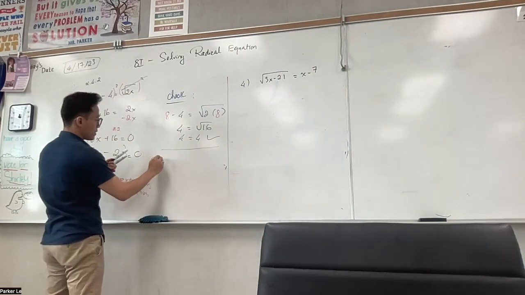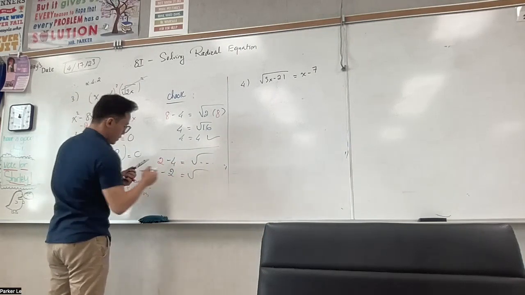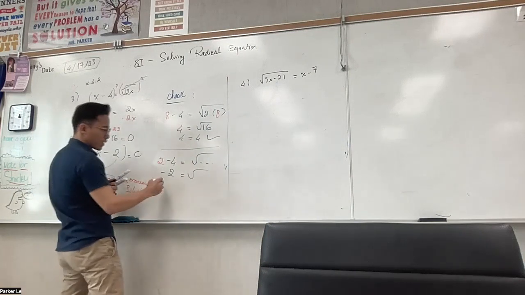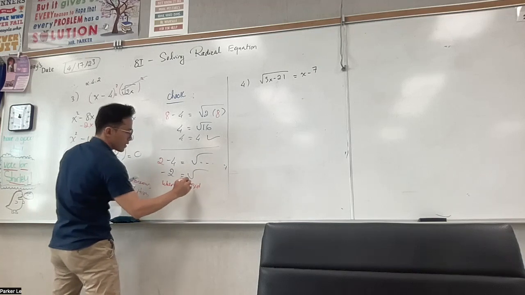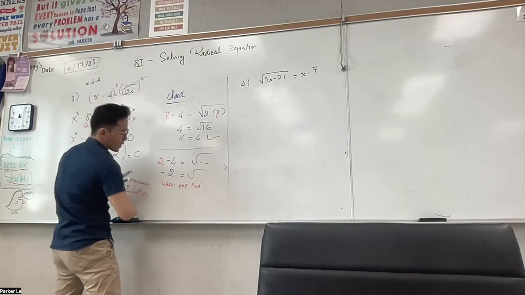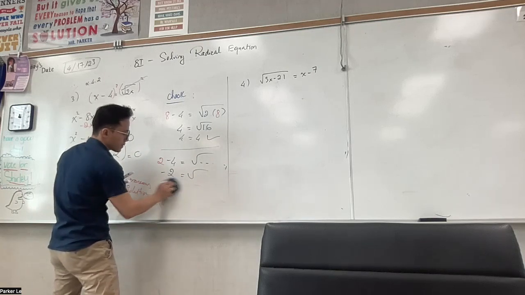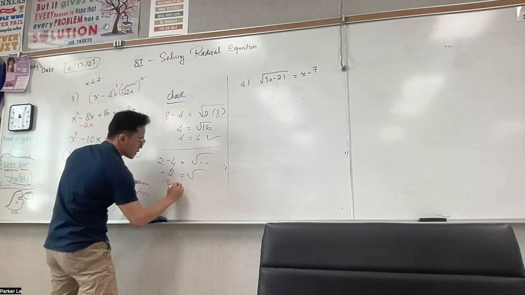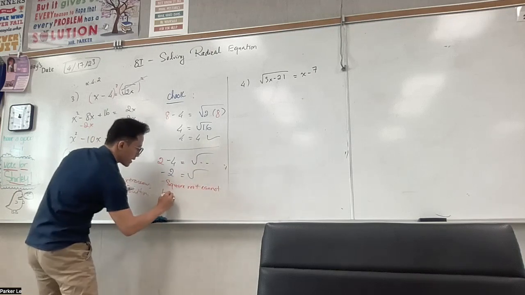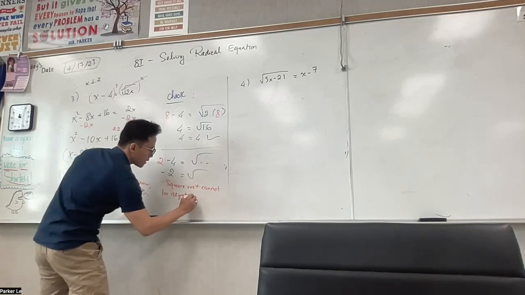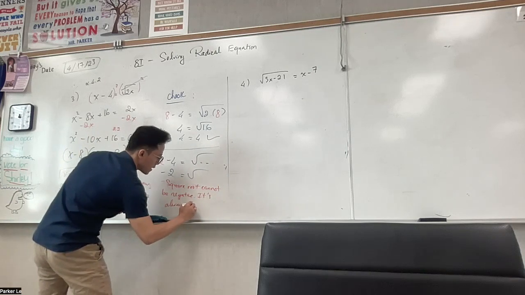Negative 2 equal to radical. I think we have a note on that. So when radical, or square root, square root cannot be negative. So it is always the extraneous solution.